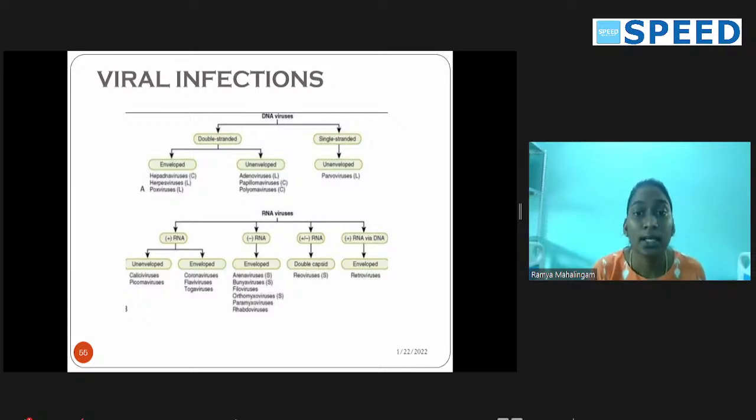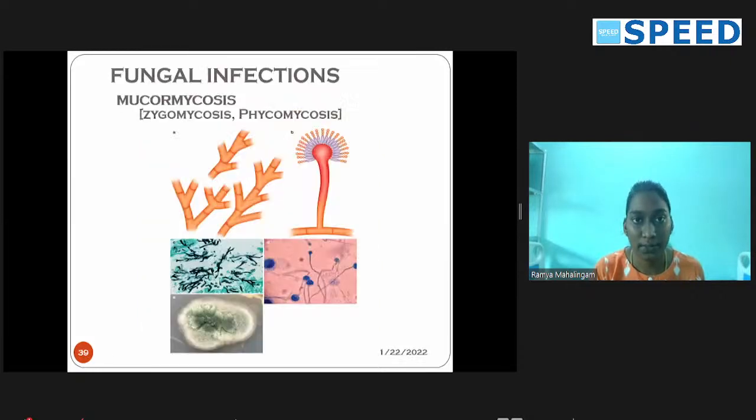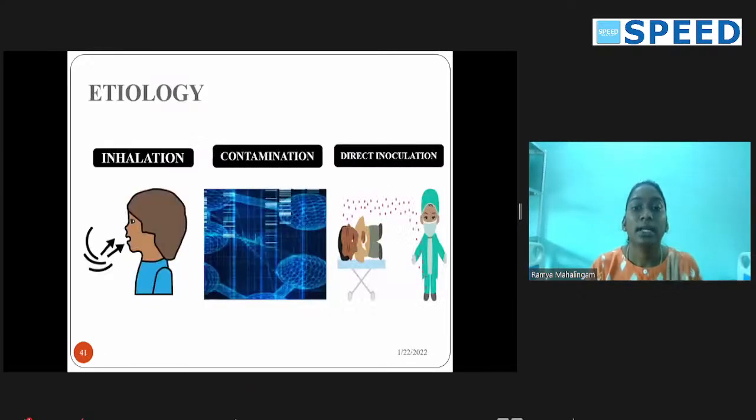And other than this, mucormycosis is a very important topic. It is an opportunistic fungus that is present along with the COVID related conditions. Mucormycosis is a disease that shows a lot of manifestation in the head and neck region, so that is why it is of more concern here. You have to study everything about it.